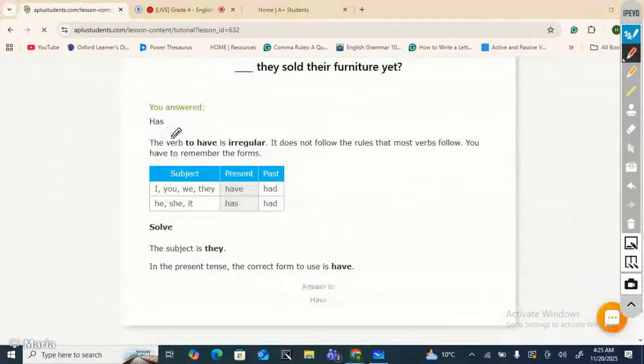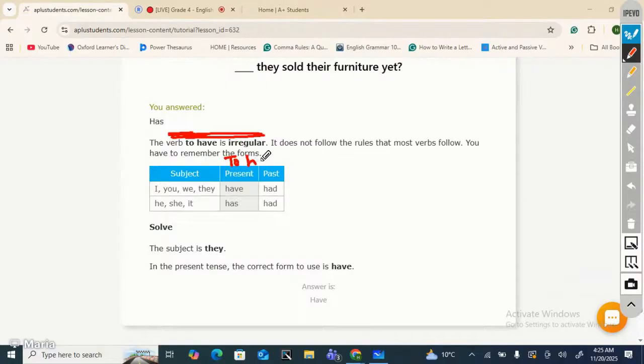Just like verb to be, verb to have is also irregular. It depends again on the subject of the sentence. And if it is irregular, it means it does not follow the rules that most verbs follow. So you have to remember the forms. Let's discuss this table. On one side, subjects are mentioned.